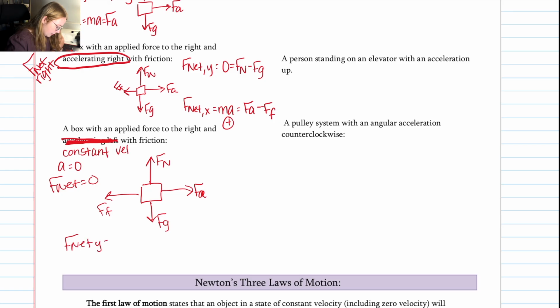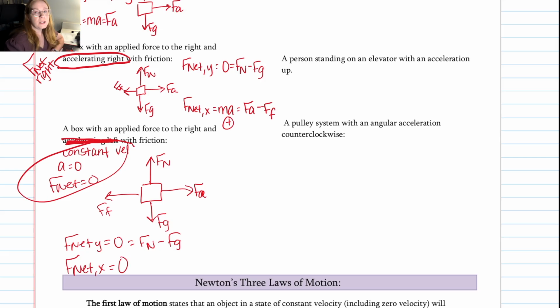Let's see. So let me do my typical y. We're not sinking or floating, so the y should be 0, and then it would be Fn minus Fg. For F net x, this time we have constant velocity, acceleration of 0. And so our net force should be 0. Just based off the wording, we knew how to make the magnitudes of the arrows appear. We needed them equal so they cancel out, so we didn't accelerate. Remember, right is positive, so I'm going to do Fa minus Ff.